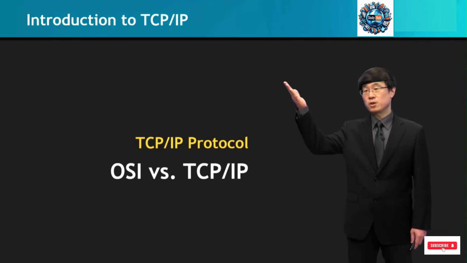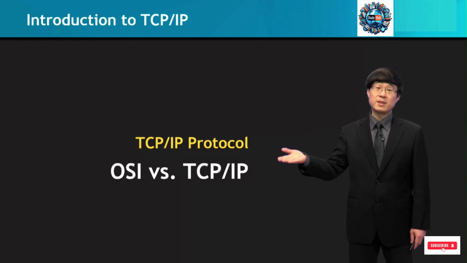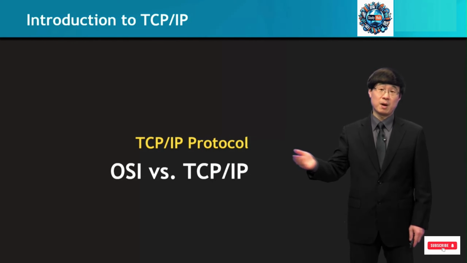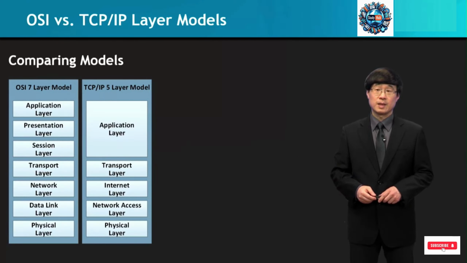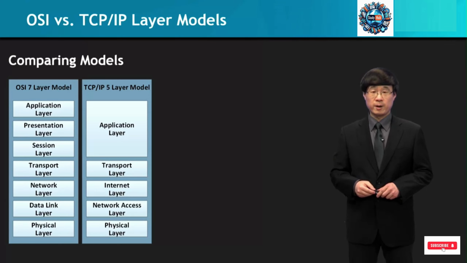For the course, Introduction to TCP/IP, this course is about the TCP/IP protocol. First, we'll study about the OSI and the TCP/IP models. Now, comparing the OSI 7-layer model and the TCP/IP 5-layer model, you can see their layer structures over there.